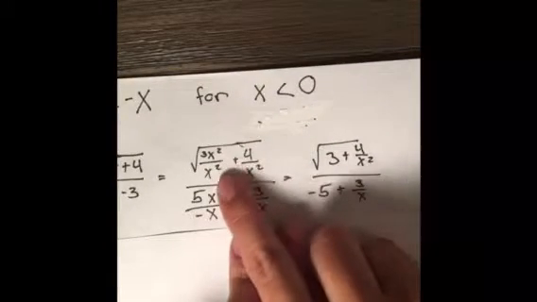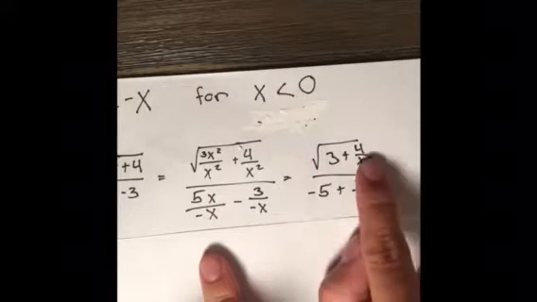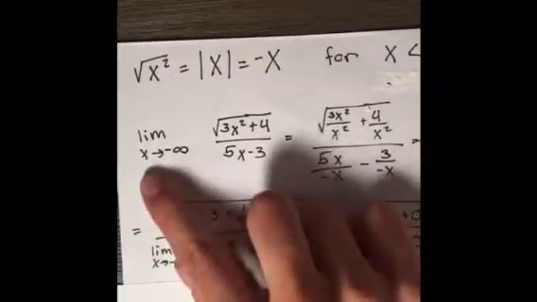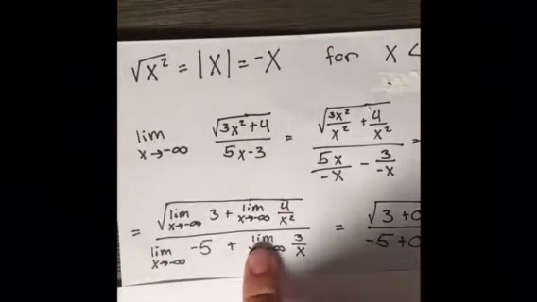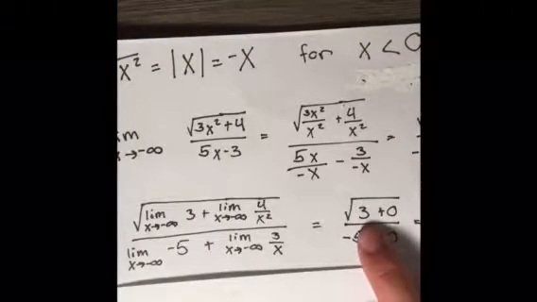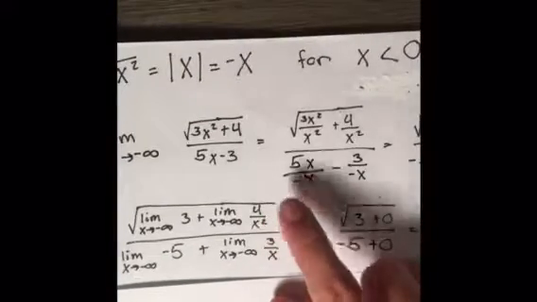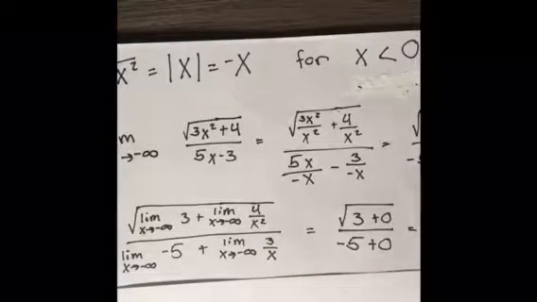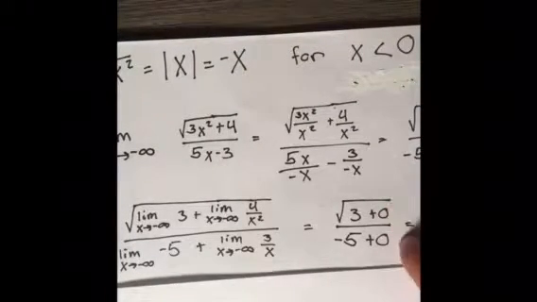So these x squareds cancel out. You're left with 3. These x's cancel out. You're left with negative 5 and so on. Then you're going to apply the limit of x going to negative infinity to each value from what you got previously. And so then you're going to get the square root of 3 plus 0, over negative 5 plus 0. These are both zeros because you have a small number over an infinity, so you're dividing a very small number by a very large number, and it approaches 0. That is the case for both of these.